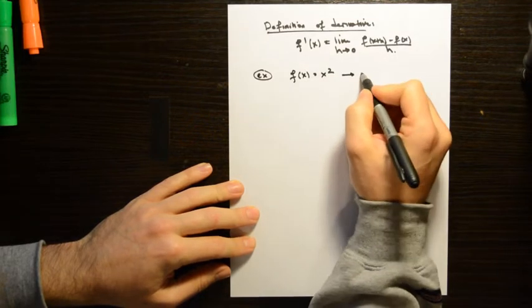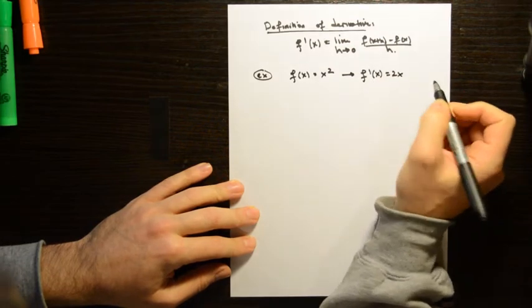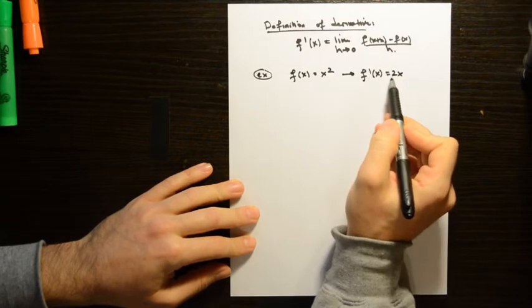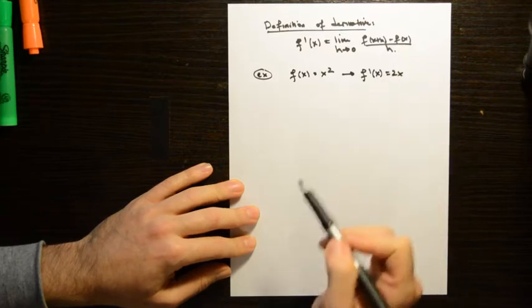Now using the power rule of differentiation, we can write this as f prime of x equals 2x. So this is our target. I always recommend solving it this way in advance so that you can compare your answer from this calculation with this result.